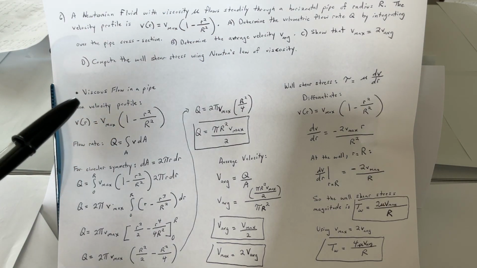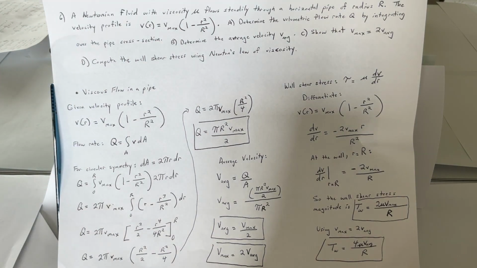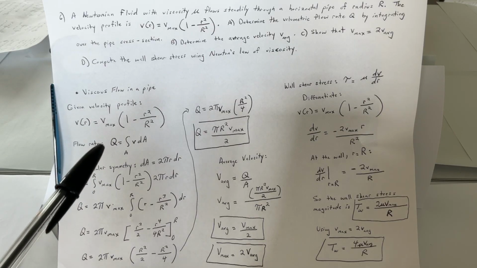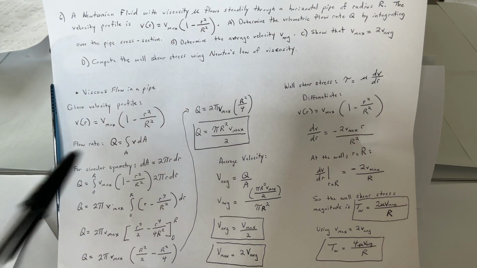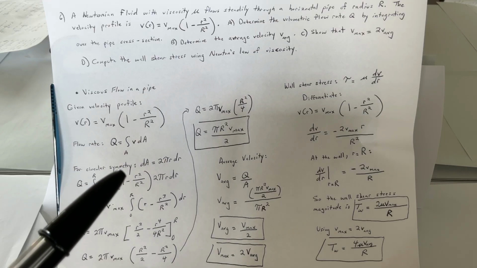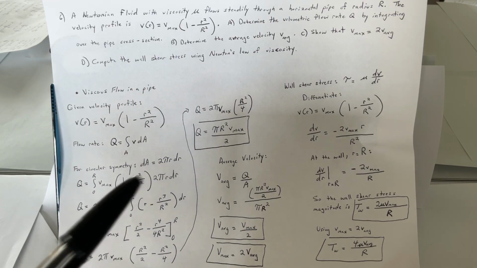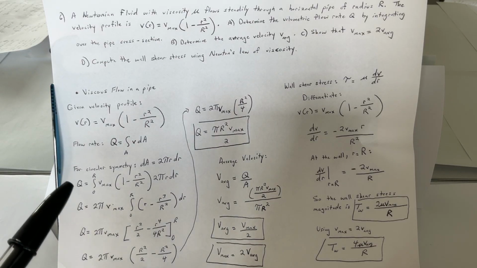Okay, so with viscous flow in a pipe, we're given the velocity profile. Flow rate is going to be Q equals the integral of v dA. Now luckily here we're dealing with circular symmetry, so our dA is going to be 2 pi r dr. Now we just set up our integral.